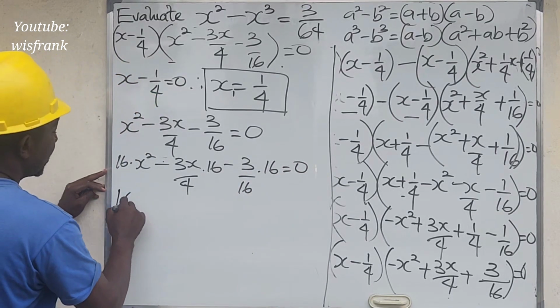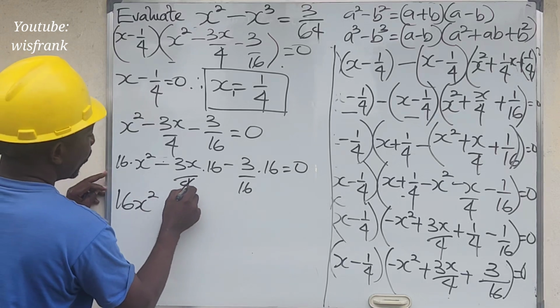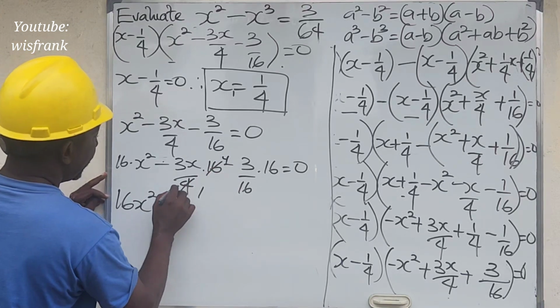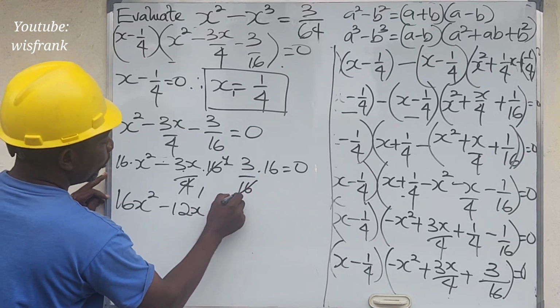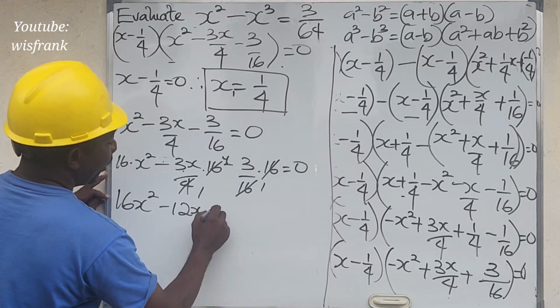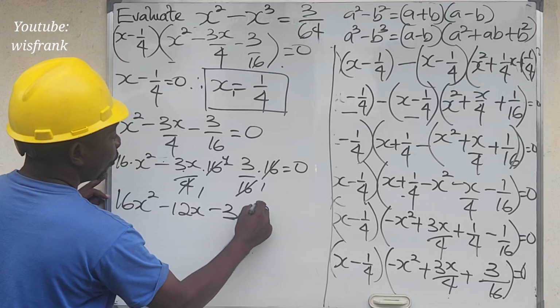Here will become 16x to the power of 2. 4 will cancel here and 4 will cancel here. Therefore, 4 times 3x is minus 12x. Then 16 will cancel 16 here, minus 3 equals 0.